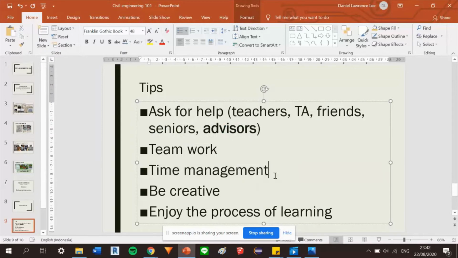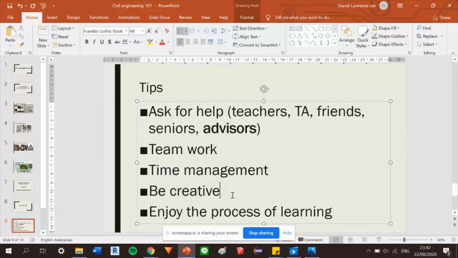And next is time management. Since you're gonna have a lot of courses, a lot of homeworks, examinations, quizzes, everything, time management is very important. You need to arrange a schedule. And yeah, you're gonna learn about time management as you go through the first year.